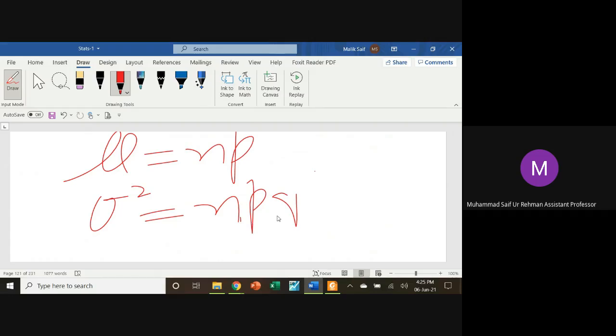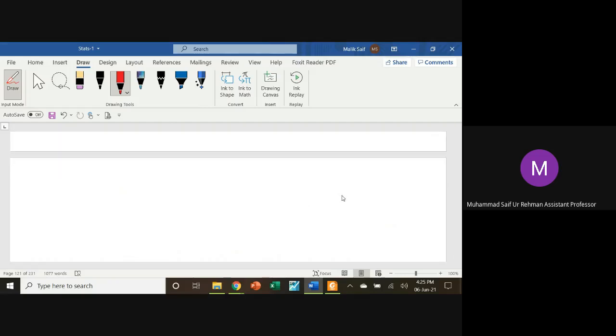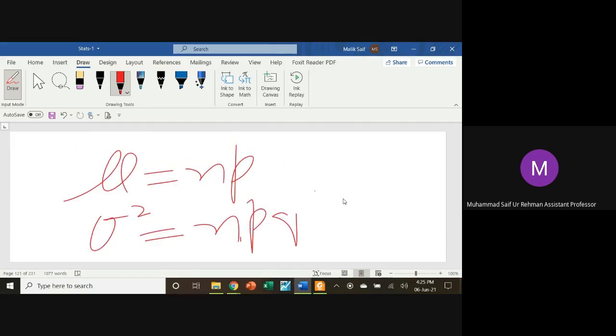Right? We can also prove these formulae, but that is not the scope of the course. So if you are interested, we can solve it. Otherwise, we will leave it. No problem. Those are very easy. Are you interested? Should I prove these two formulae? Yes or no? Yes, sir. Yes. Okay.